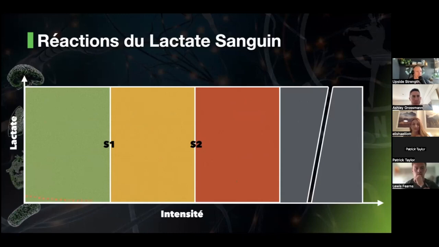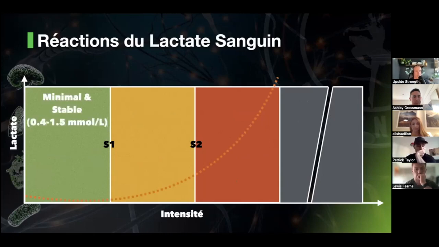I was talking about lactate. If we look at a lactate curve on the intensity spectrum, like I said, we're going to see minimal and stable levels, usually between 0.4 and 1.5 millimoles per liter.